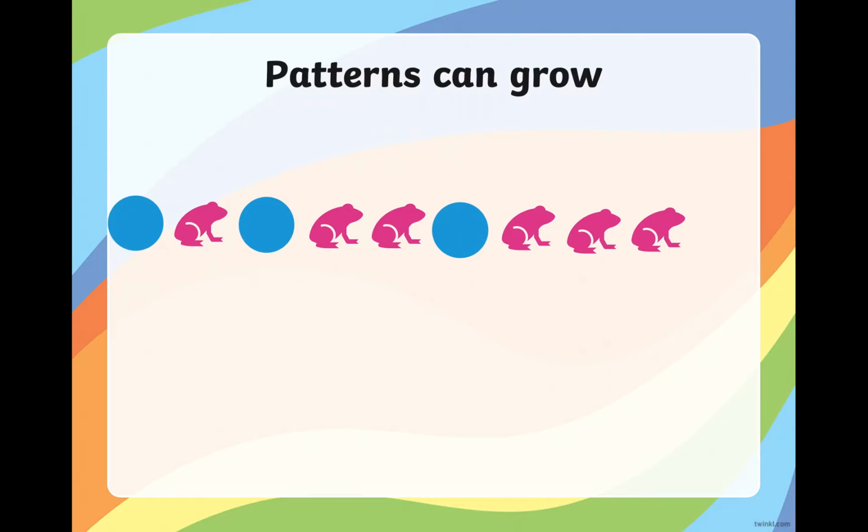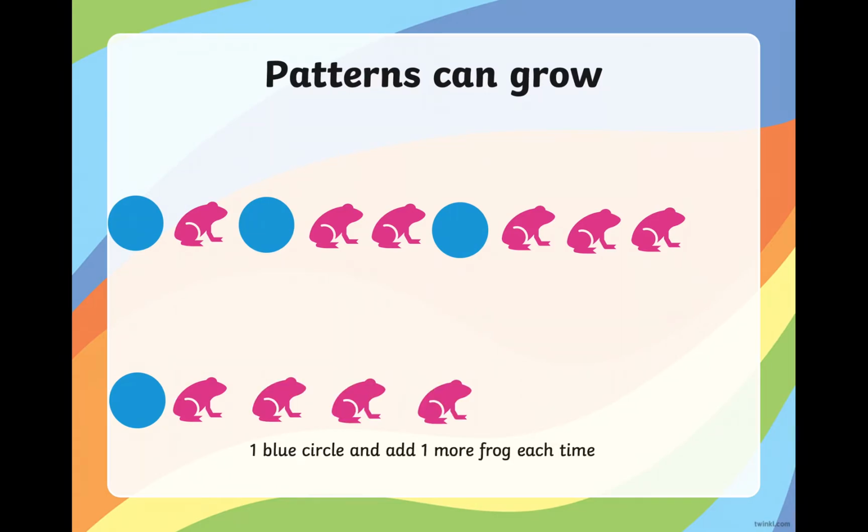Pause the video and have a little think. What might come next? I had 1 pink frog, then it was 2 pink frogs, then it was a dot, and then it was 3 pink frogs. Next, it's going to be 1 blue dot, and then 1, 2, 3, 4 pink frogs. So the rule is 1 blue circle, and then add 1 more frog each time.